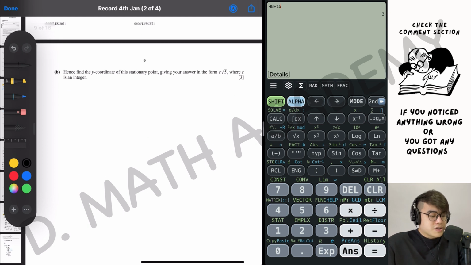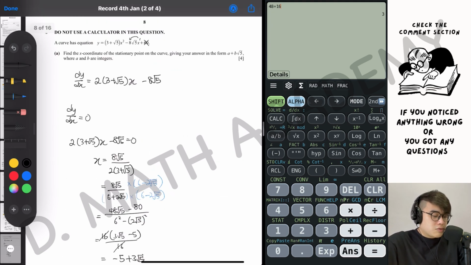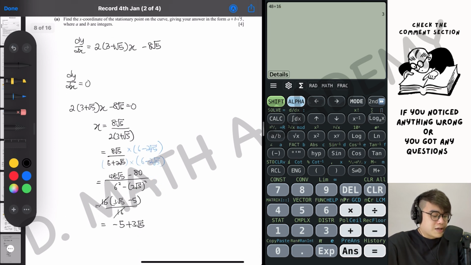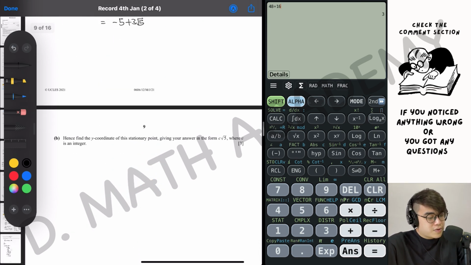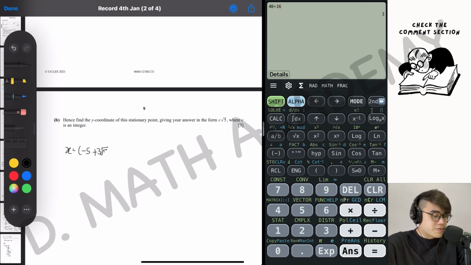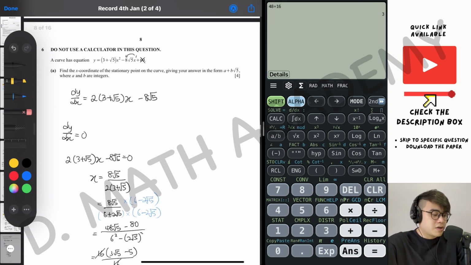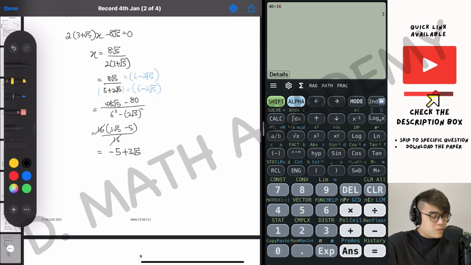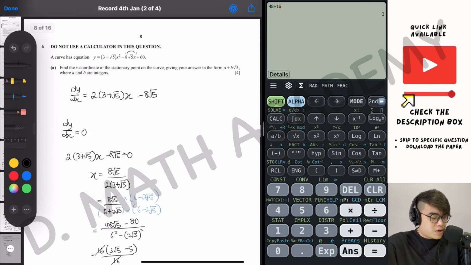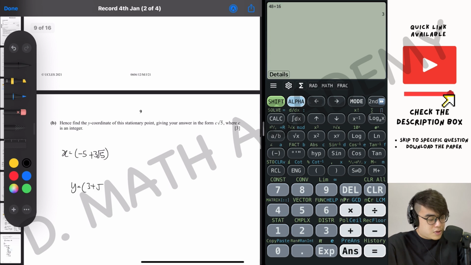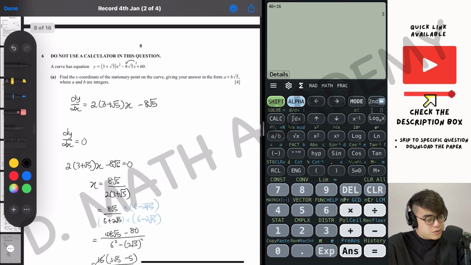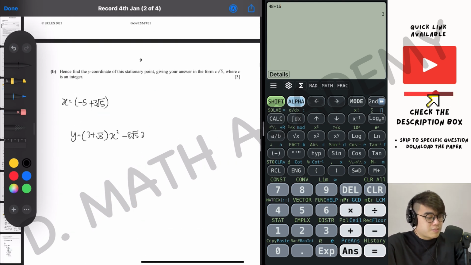Hence, find the y coordinates of this stationary point, giving your answers in the format of c square root 5, where c is an integer. So now that we have the point of x as negative 5 plus 3 square root 5, we are now required to substitute this back into the y equation that they have here. So I erase the 60 here. So you have to write it down. Y equals to 3 plus square root 5, and then x squared, and then minus 8 square root 5x, and then plus 60.